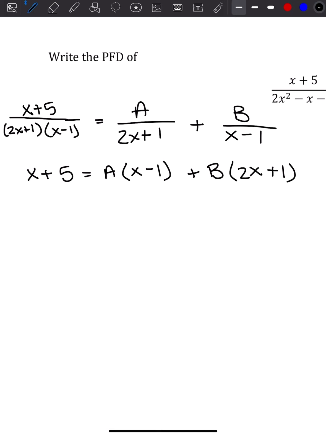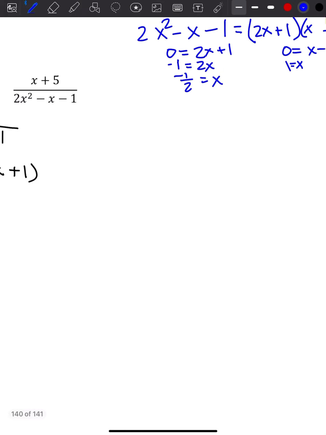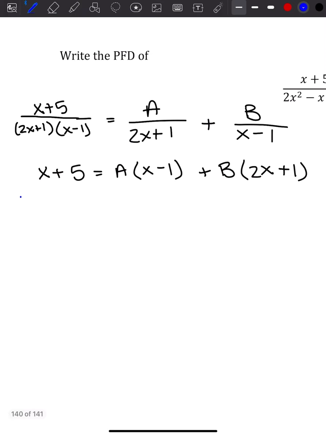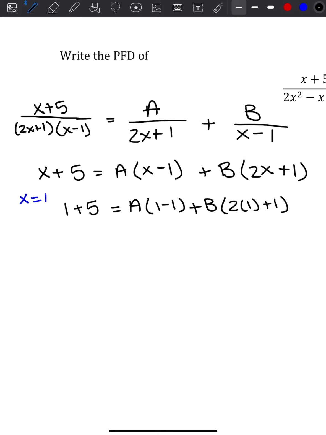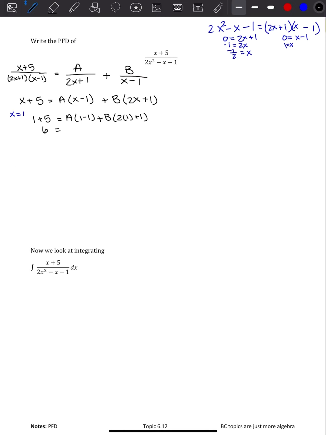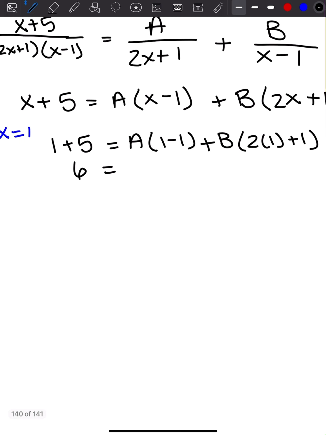Now that I have this, I'm going to plug in those values that I have. So I have -1/2 and 1. 1's a little bit easier to work with, so I'm going to plug in 1 first. So I have 1 plus 5 equals A times 1 minus 1 plus B times 2 times 1 plus 1. So 1 plus 5 is 6. 1 minus 1 is 0, so I know that we're going to have 0 A's, so I'm not even going to write anything with it. And then I have B times 2 plus 1, which would be 3. So if I were to look at this, we have 2 is equal to B, 6 divided by 3.